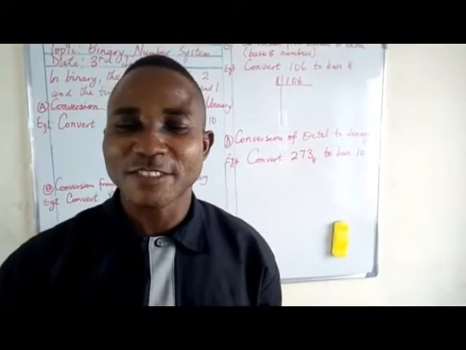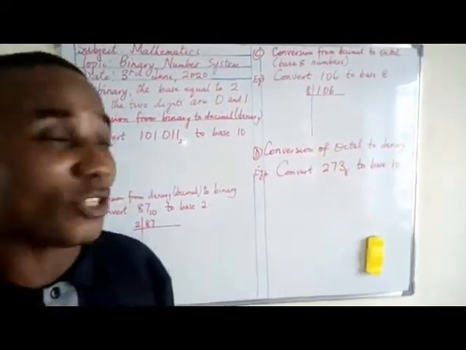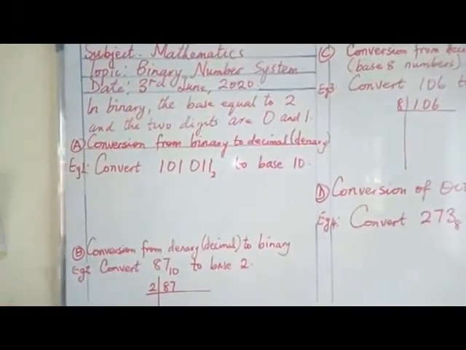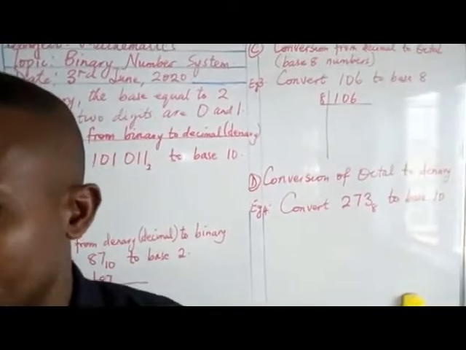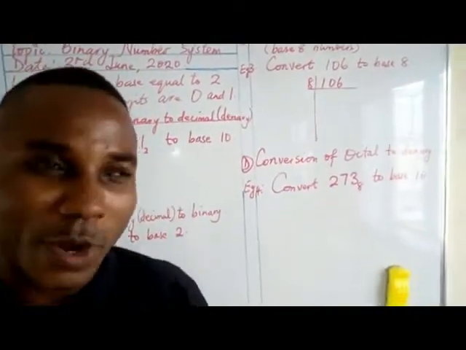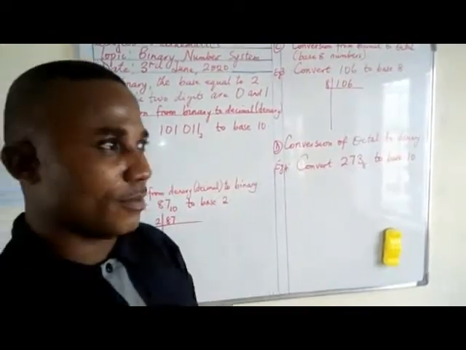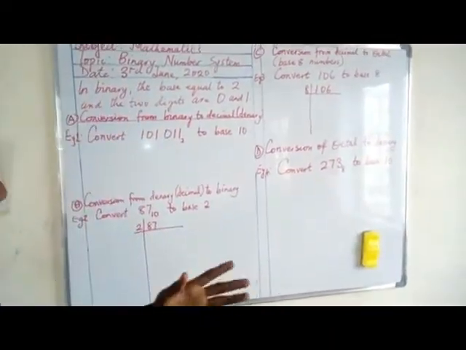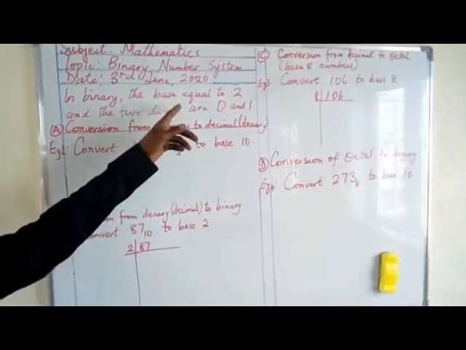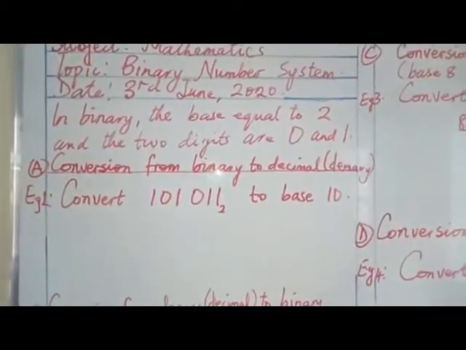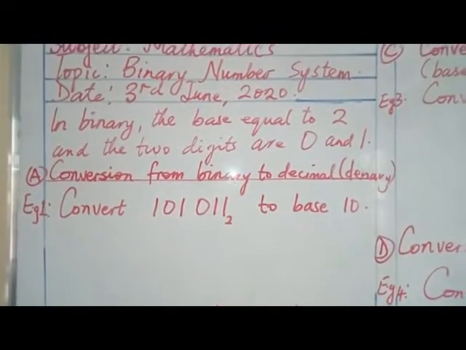Hello, good day, children. We are going to learn mathematics, and the topic is the binary number system. All this time we've been learning in decimal, ordinary numbers like 0, 1, 2, 3 to 9. So today we want to look at another way of explaining numbers. In binary, the base equals 2. So when we talk about binary numbers, we only count zeros and 1.